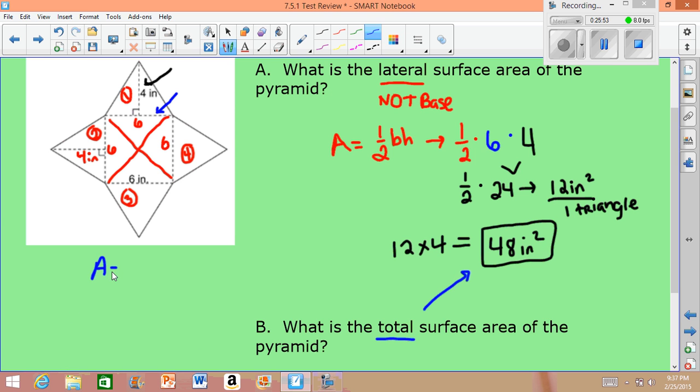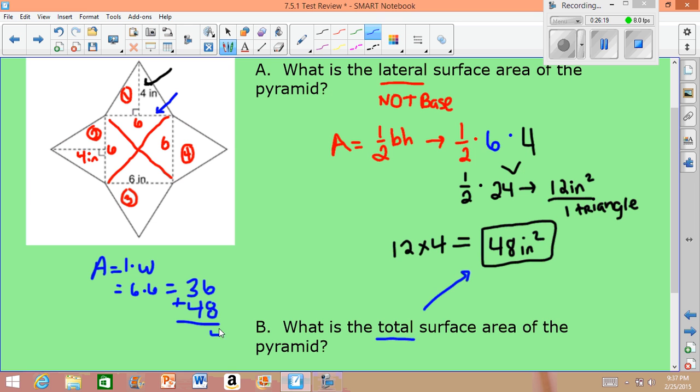So for area of a square, it's just length times width. And lucky for us, those are the same numbers. So that gives me 6 times 6 for a total of 36 inches squared. And we're going to take our 48 inches and we are going to add it to it because we've already done the calculations for those triangles. We just have to get our total.